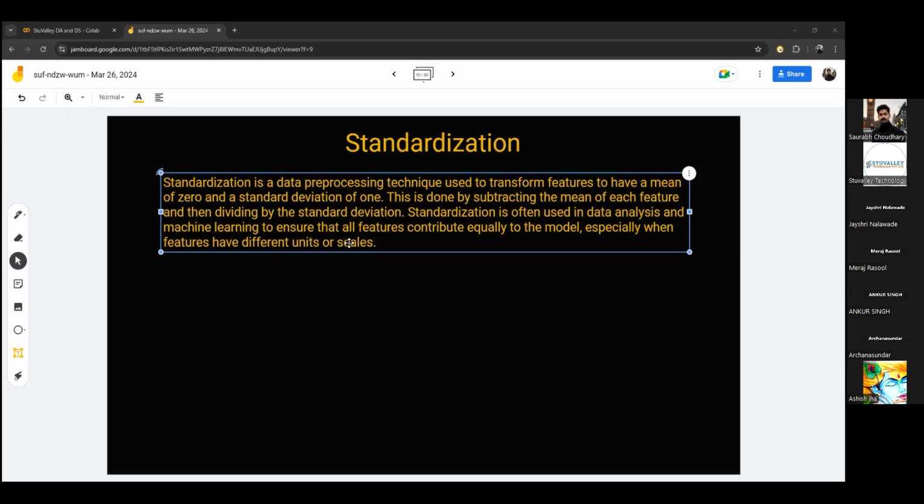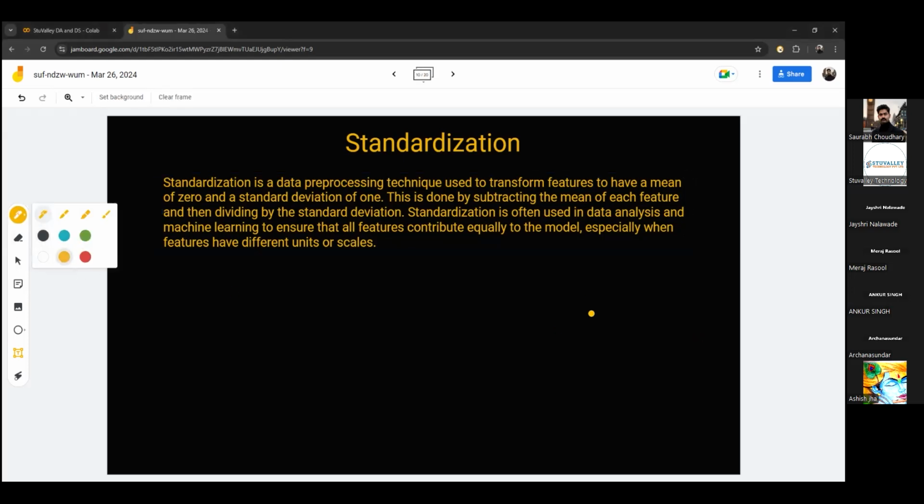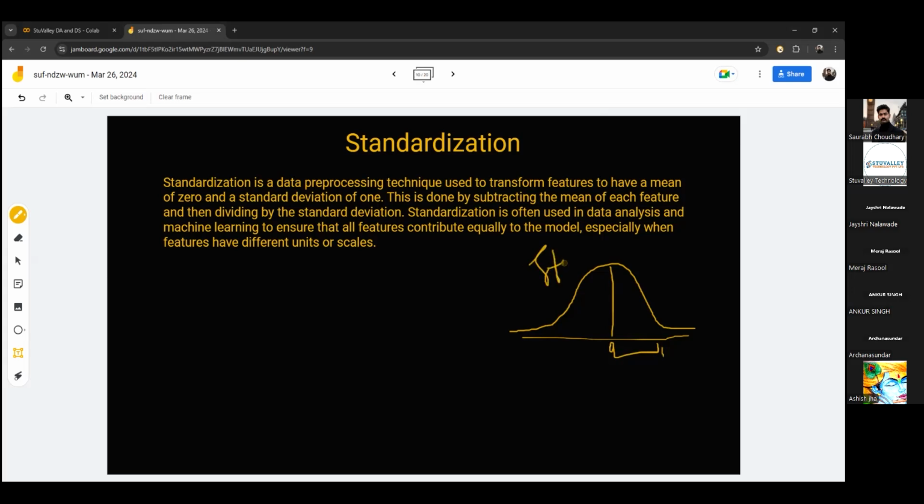Okay, so basically here, for example, there is a graph I will show you. Suppose we have a normal distribution graph. We take the mean as 0 and the standard deviation as 1. Okay, so this is called standardizing. So how do we convert it? There is some formula we have here. So let me show you.